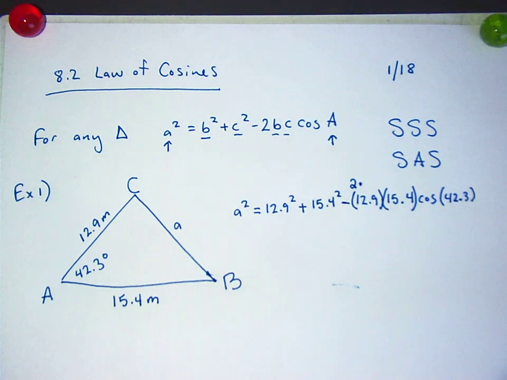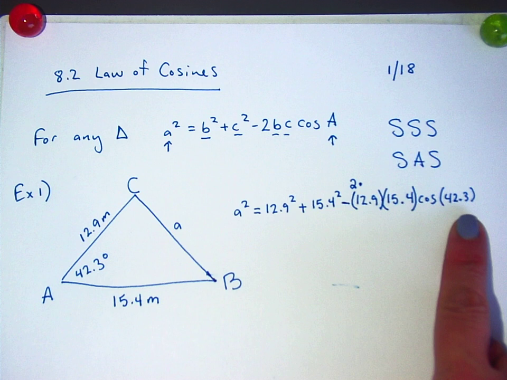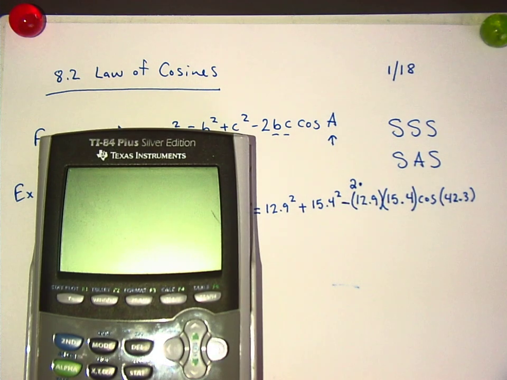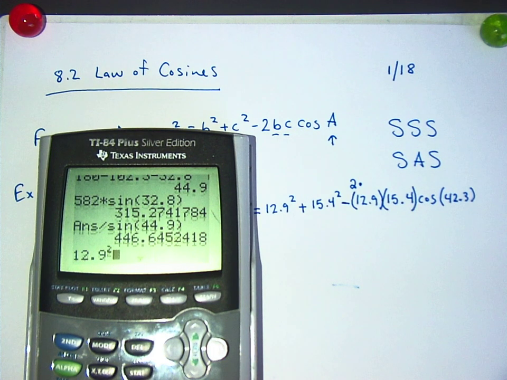Okay, now this is absolutely horrible, but do you see that even how horrible this is, this whole right side is just numbers, which means we can put it into our calculator right away. So let's just try it together. All right, so you're going to type in 12.9 squared plus 15.4 squared minus 2 times, make sure you include that 2 or Michaela will get another prize, times 12.9 times 15.4 times the cosine of 42.3. And I'm assuming that your mode is in degrees right now and not radians.